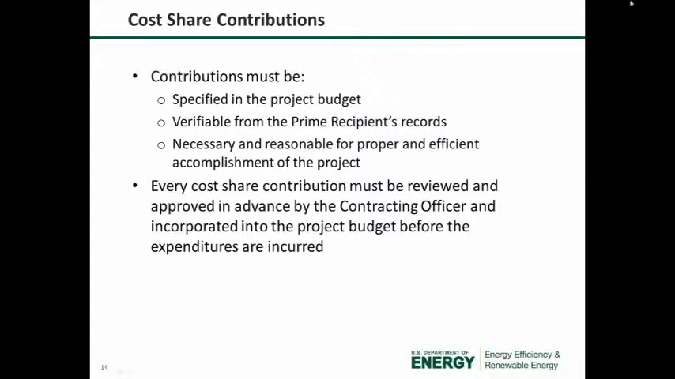The total budget presented in the applications must include both federal, which will be DOE share, and non-federal cost share portions, thereby reflecting the total project costs proposed. All costs must be verifiable from the recipient's records and be necessary and reasonable for the accomplishment of the project. Note that every cost share contribution must be reviewed and approved in advance by the contracting officer and incorporated into the project budget before expenditures are incurred. Next slide, please.